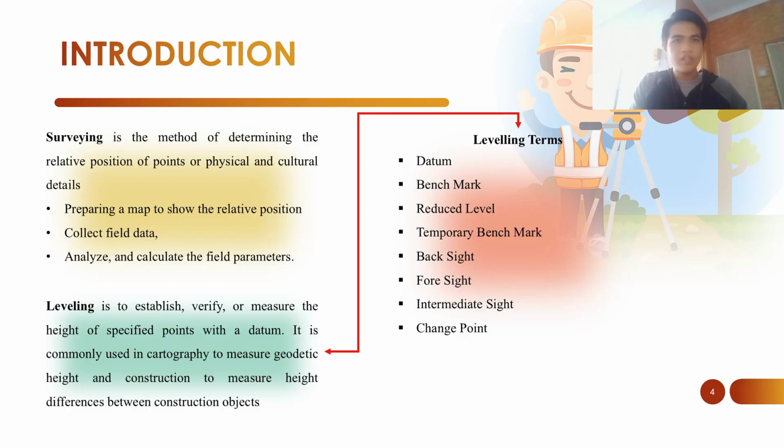Definition of leveling. Leveling is to establish, verify or measure the height of a specific point with a datum. It is commonly used in cartography to measure geodetic height and in construction to measure height difference between the construction objects.